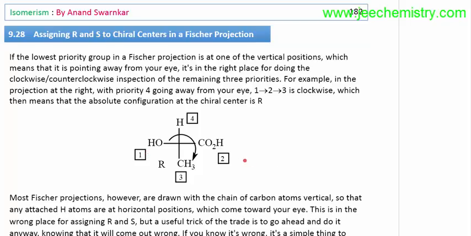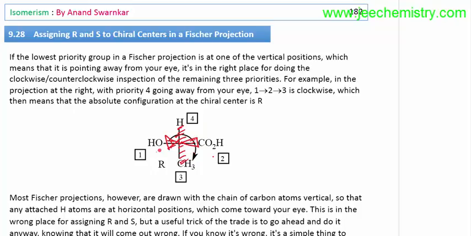We have to find the RS configurations in a Fischer projection formula. This is a Fischer projection formula. We have to assign the priority 1, 2, 3, 4. If the fourth priority group is not in the lowest position, the answer will be different. Now this fourth priority group is in the dash position. This is a dash position, and this is a wedge position. H is in the dash position, away from the viewer, so it is fine.